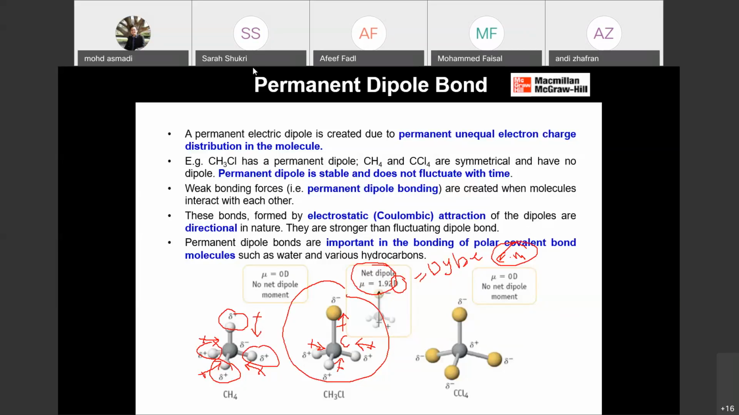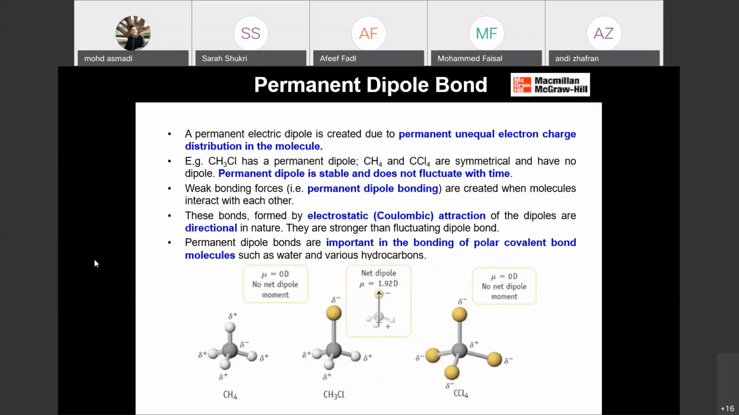Okay, another one is no dipole moment. If you look here, in the case of CCl4, there is no dipole moment because all the arrows are stretched out and cancel. So it's going to be 0.